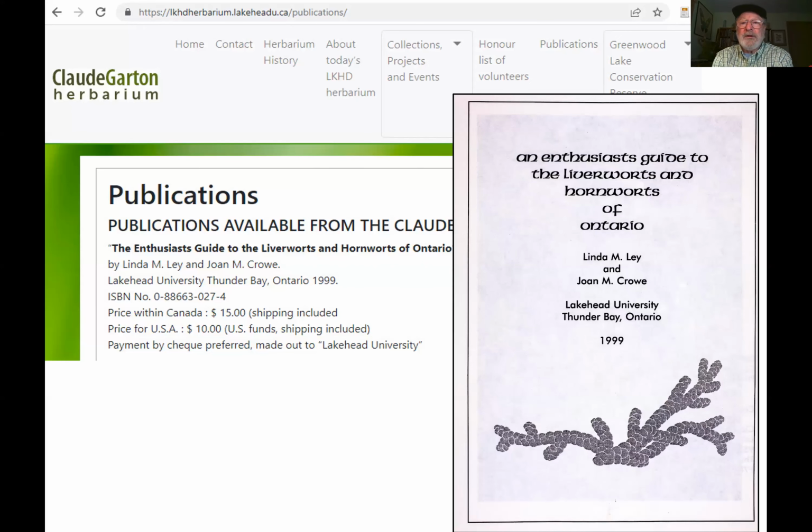So if you want to learn about hornworts, there's a few books. Some of them are overwhelmingly technical, and one that I found useful is one that's kind of hard to obtain. It's published by a herbarium in Canada, and it's called An Enthusiast's Guide to the Liverworts and Hornworts of Ontario. And it's got nice diagrams and explanations about fairly common liverworts that you can recognize with just a hand lens, and you have to write to the herbarium in order to get it.